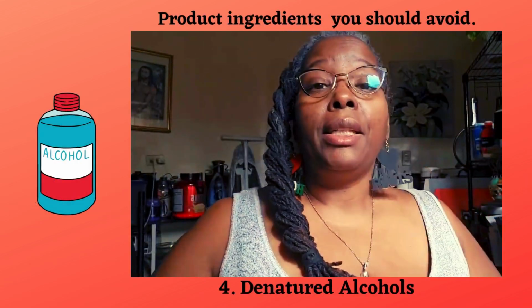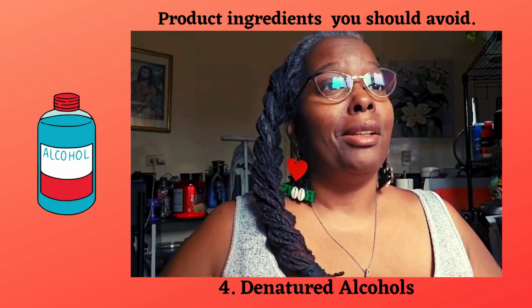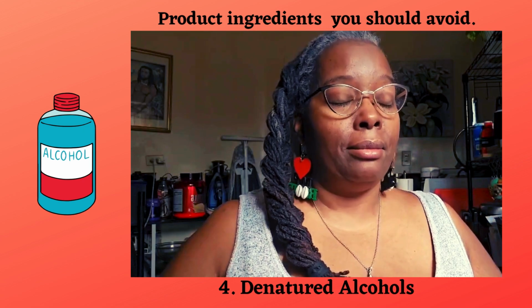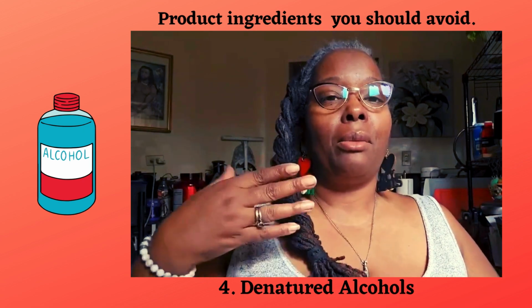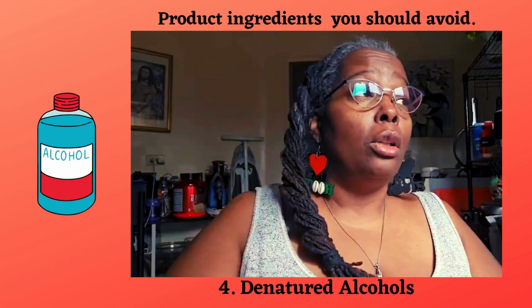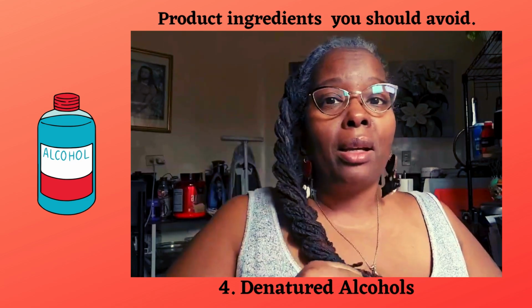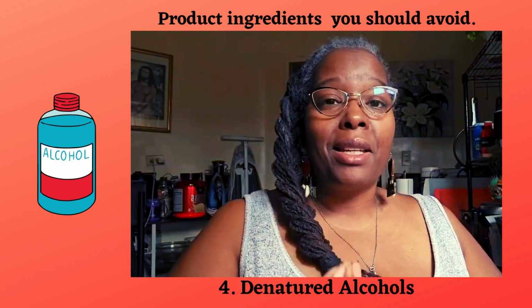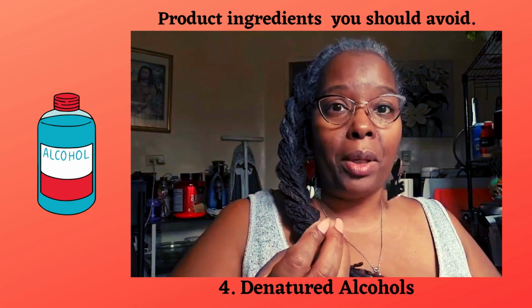Number 4, denatured alcohol. We talked about what denatured alcohol does to your hair. It dries it out. Remember I told you, when you go get your nails done and they use nail polish remover and it turns white? Or if you use rubbing alcohol and it turns white, gets all dry, because it works that fast, it sucks all the moisture out and evaporates super quick.